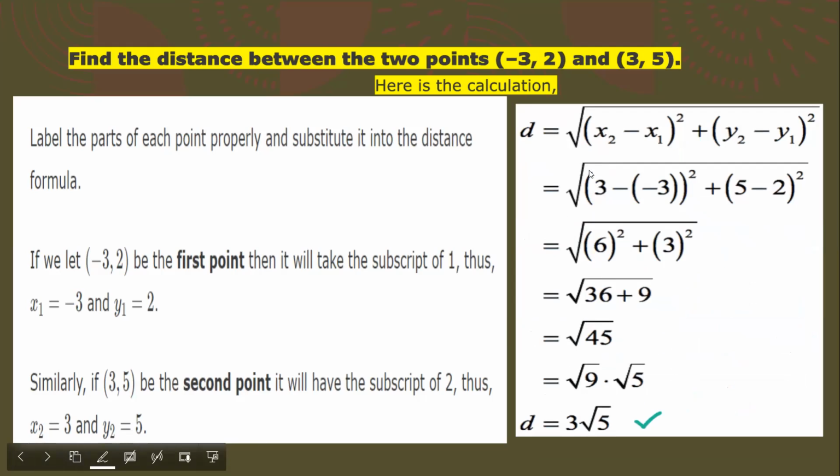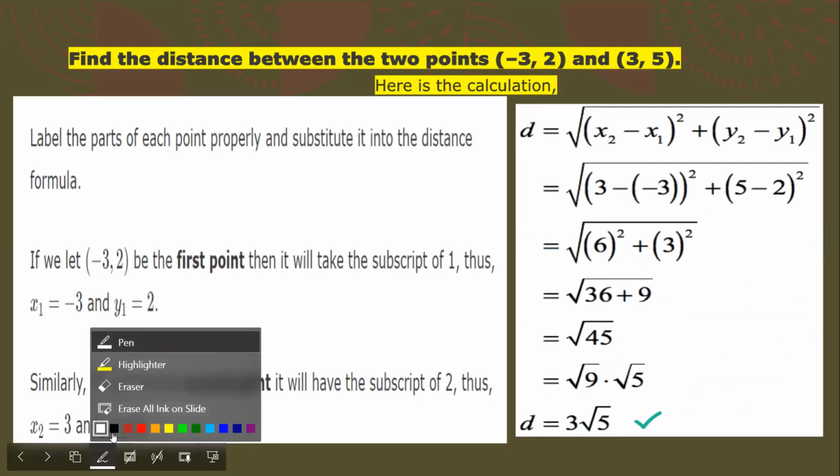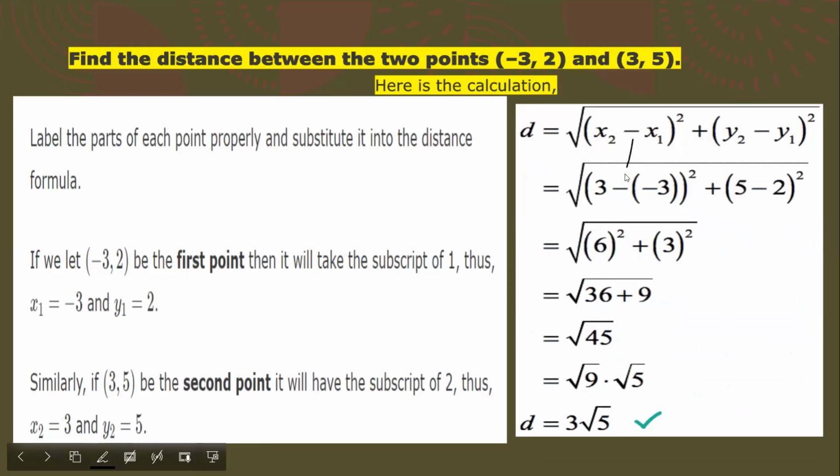Now substitute the values. Square root of 3 minus, this is the minus sign of the formula, and this x1 is minus 3, bracket squared, plus y2 is 5 minus y1 is 2, bracket squared. Square root of (3 plus 3, that is 6) squared plus (5 minus 2, that is 3) squared. So square root of 36 plus 9, square root of 45, which means 3 root 5 units. This is the length of AB.